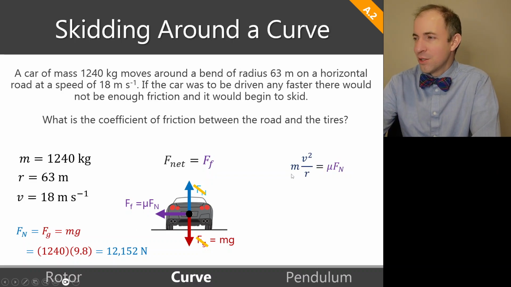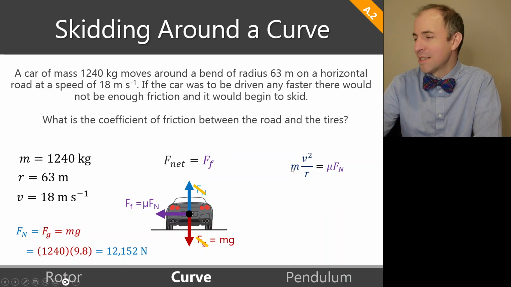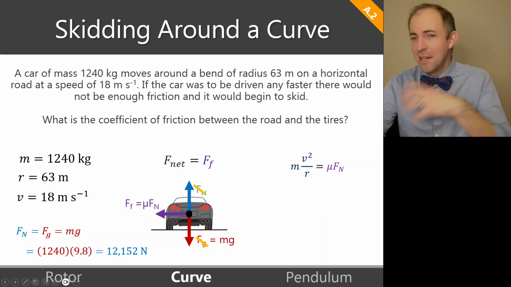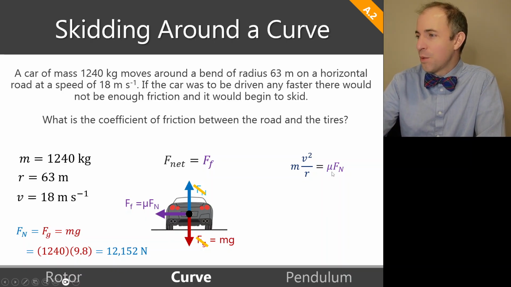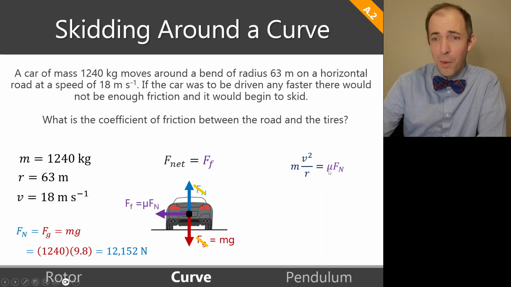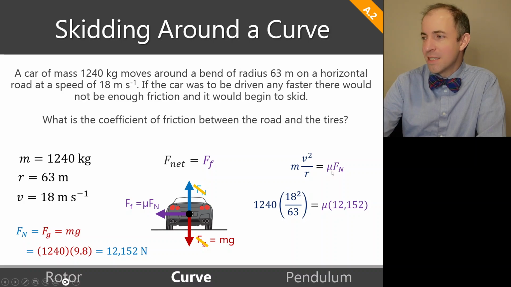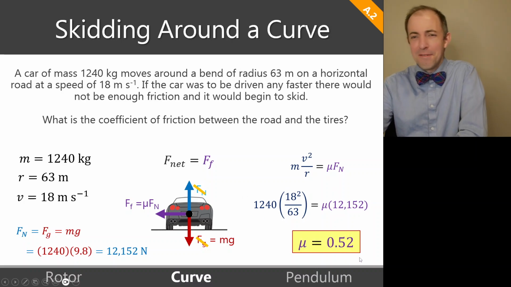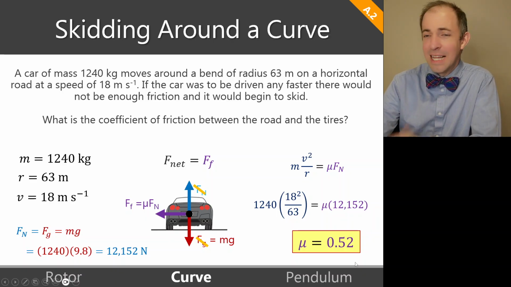And my net force is just mass times acceleration. In this case, I'll say mass times v squared over r because I know a velocity, not an angular velocity. That's equal to the net or the friction force, which is mu times Fn. I know what Fn is now because I solved that here. I know what the velocity is. I know what r is. I know what the mass is. I don't know what mu is. So I can solve this for mu and find that mu is 0.52, and that is a unitless number.